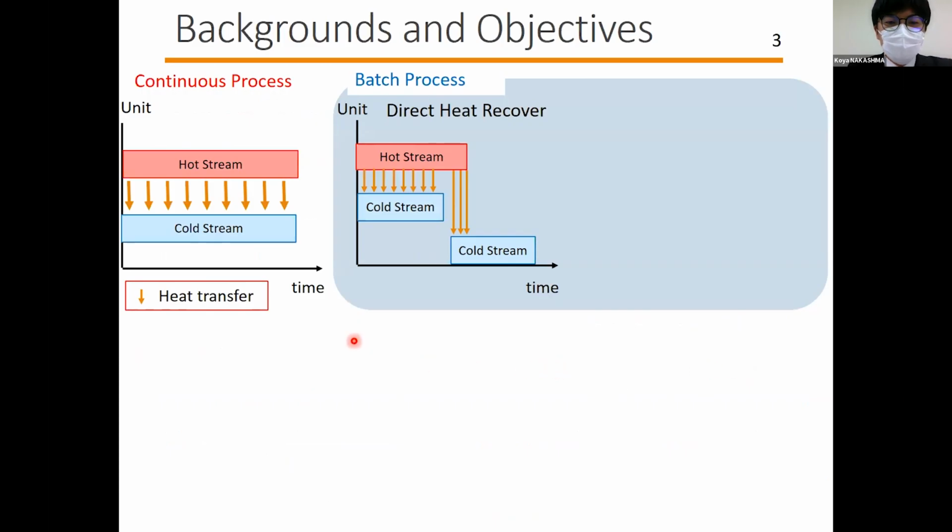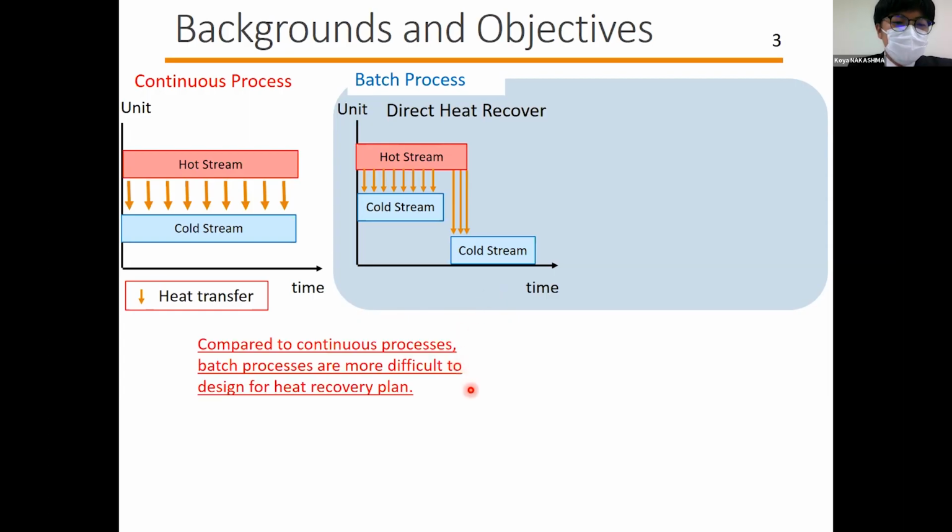Here, I will briefly explain the difference between heat recovery in a continuous process and batch process. In a continuous process, as shown in the figure on the left, hot stream and cold stream are always present, so heat recovery is possible as long as the temperature conditions are satisfied. However, in a batch process, hot stream and cold stream do not always exist at the same time. Thus, making heat recovery design is more difficult than in a continuous process.